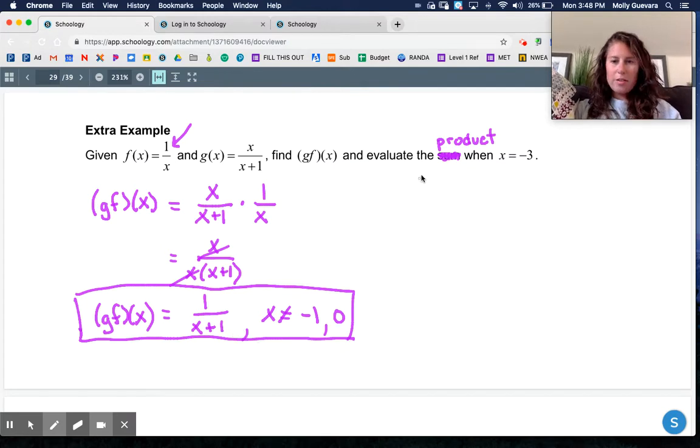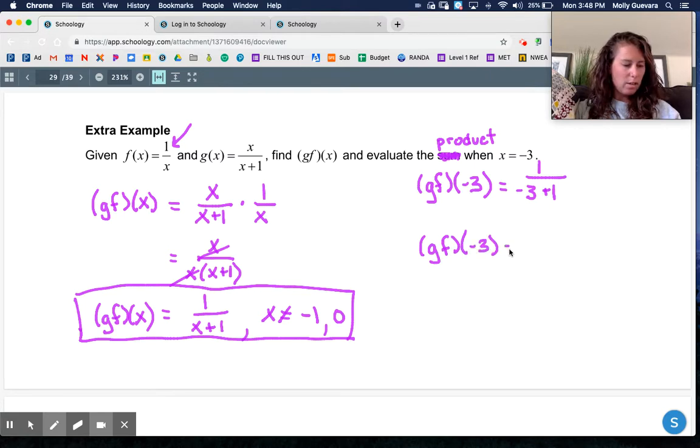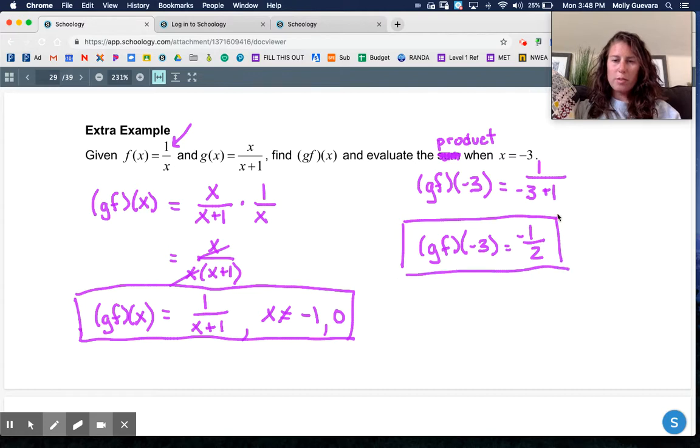Okay, and then the last part here is g of f of negative 3. And so I'm just going to plug it in. I have 1 over negative 3 plus 1. So g times f of negative 3 equals negative 1 half. Right, negative 3 plus 1 is negative 2. I just moved the negative to the top, but it doesn't matter.